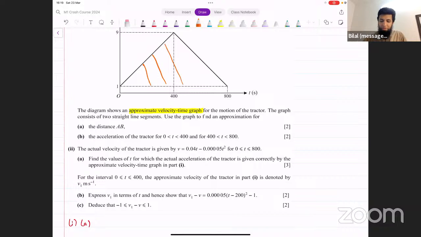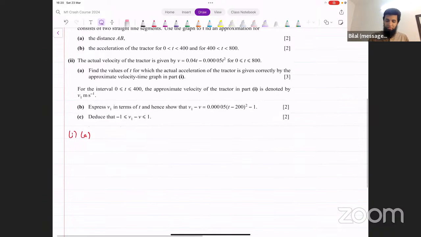Distance AB. That means you have to find the area of this triangle. Add to that the area of this rectangle. Right? Find the area of the triangle. Add to that the area of the rectangle at the bottom. That will give you the total distance traveled AB. Okay, because that's the total area under the graph. You can do that. What's the answer to the first part? Sir, 4,000 meters.